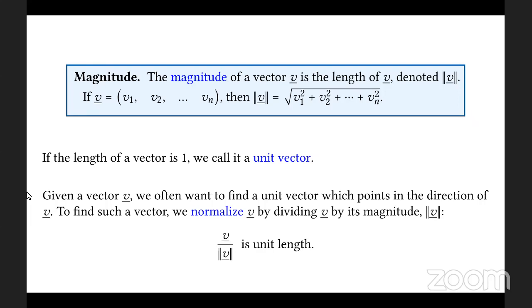Sometimes we have a vector, but we want a vector that points in the same direction but has length 1. That process is called normalizing it, and the way you do that is you divide it by its magnitude. As long as v is non-zero, v over its magnitude has length 1, and it points in the direction of v. I'm going to try to check the chat periodically to see if anyone has questions.